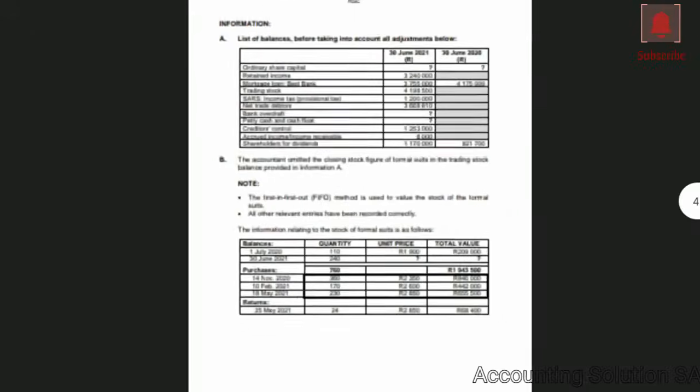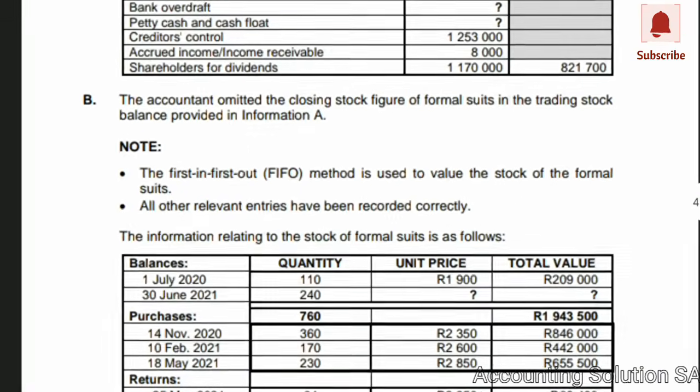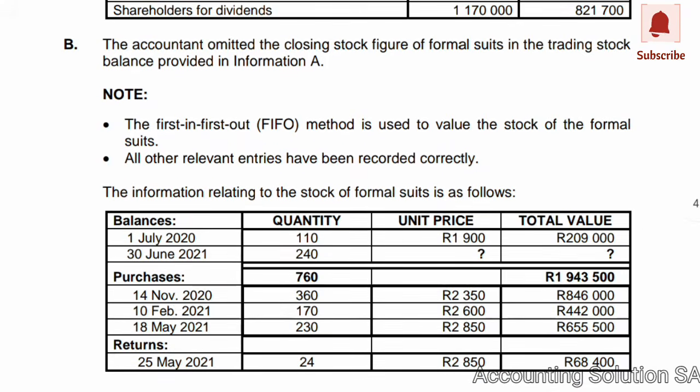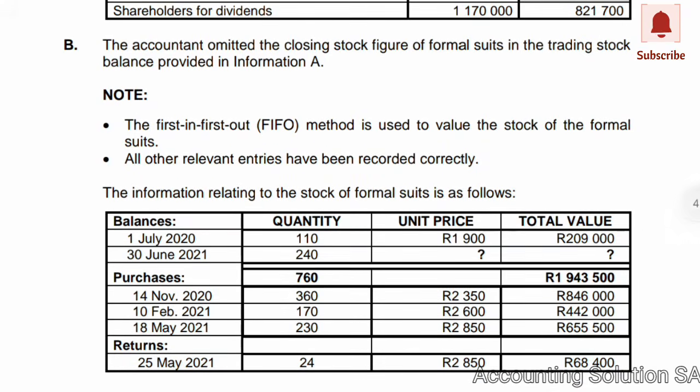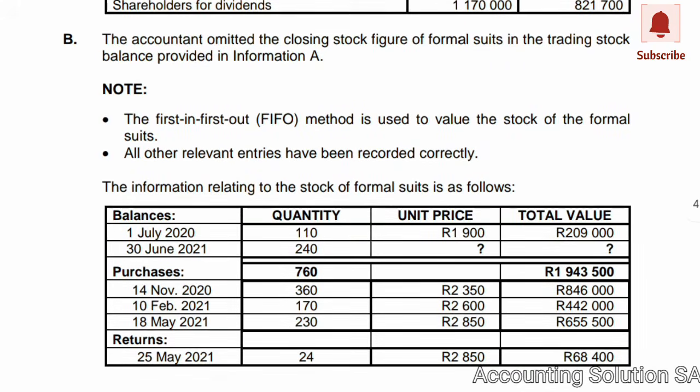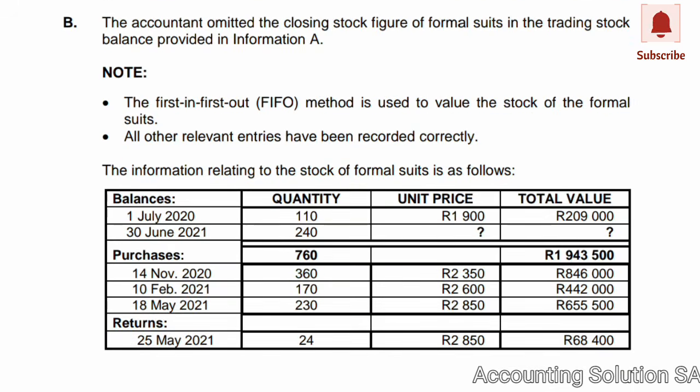This is information number A. Then there is information number B. Okay, then under number B, they say the accountant omitted the closing stock figure of formal suits in the trading stock balance provided in information number A. Then they said note the first in, first out, which is the FIFO method, is used to value the stock of the formal suits, and all other relevant entries have been recorded correctly.